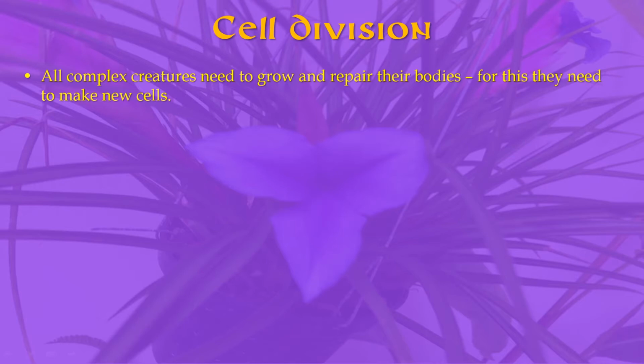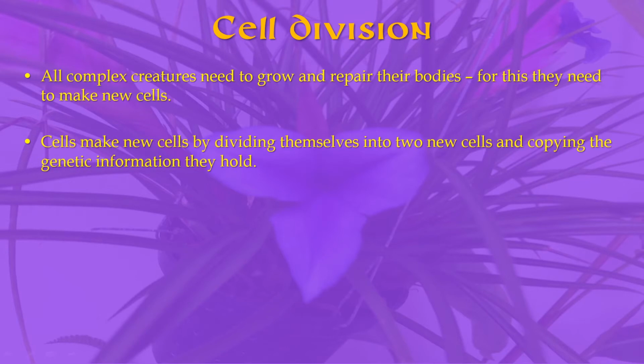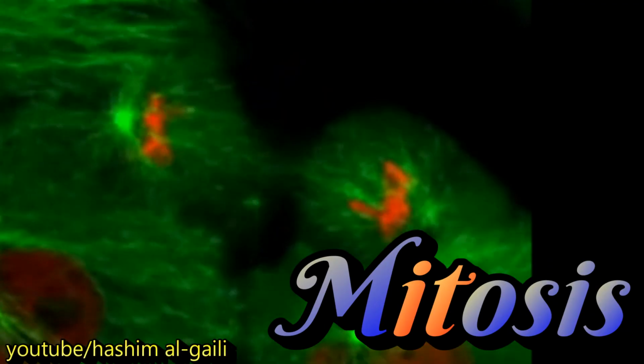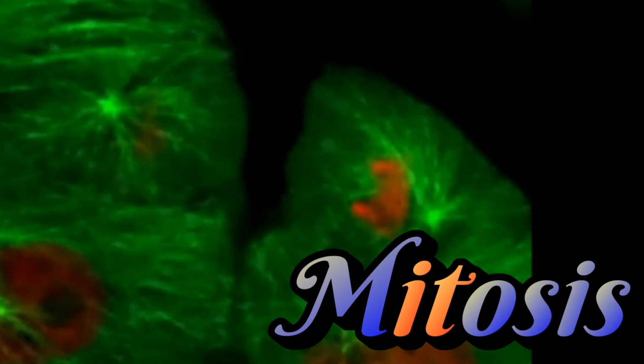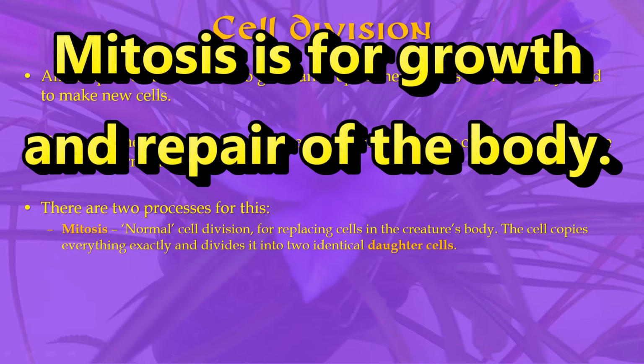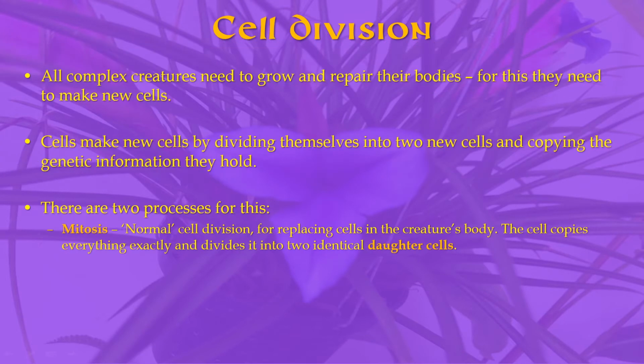Cells do this by dividing in two, and they need to copy the genetic information inside and pass it on to each of the new cells. There are two processes that we use for cell division. The first is mitosis, which is normal cell division, replacing cells and healing and growing. Mitosis copies everything in the cell exactly, and it divides the cell into two identical daughter cells.